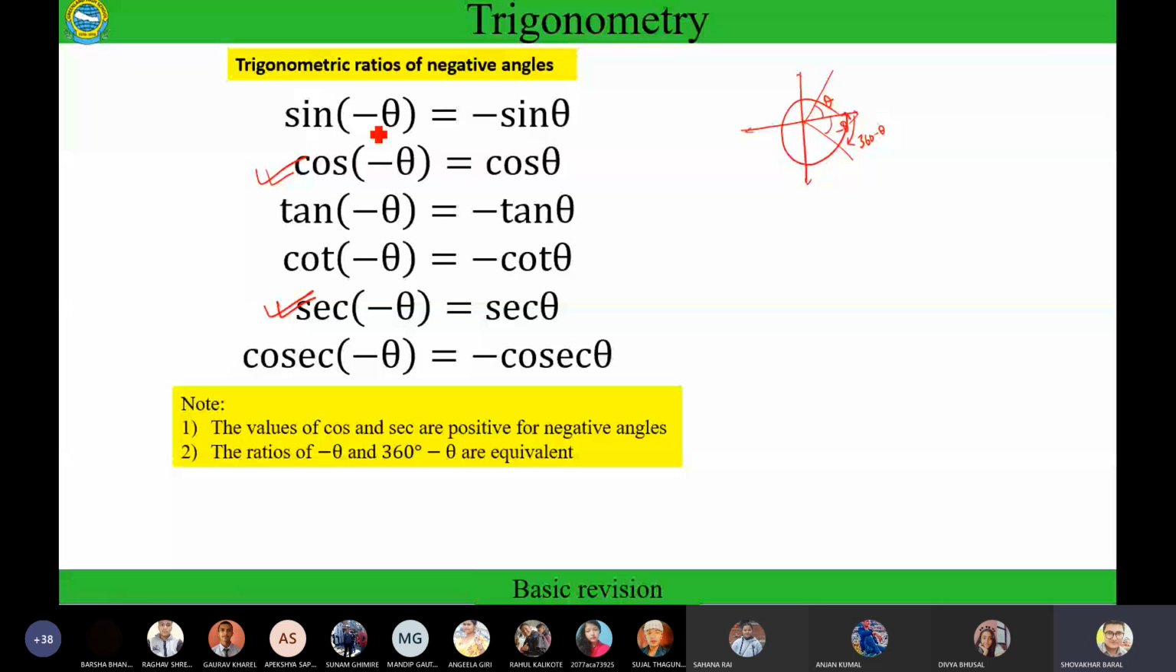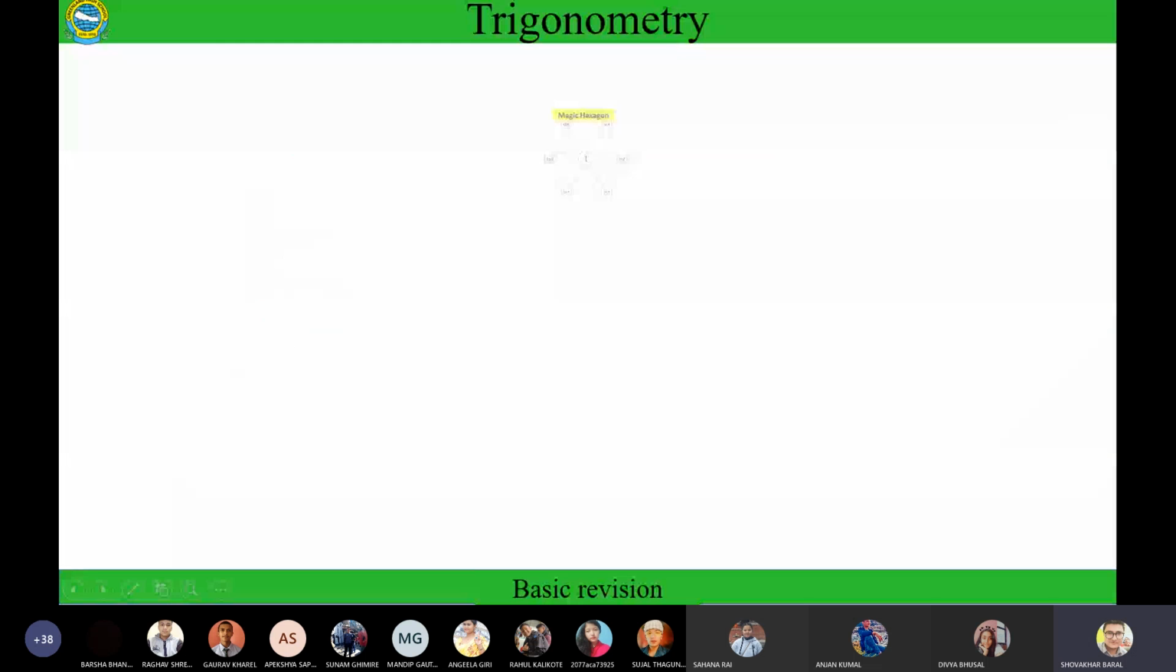Sin 360 minus theta will be also equals to minus sin theta. Okay, दुईटाको रिजल्ट चाहिँ एउटै छ, यो चाहिँ याद गर्ने पर्ने. Let's see the next one. यसमा जियोजेब्रामा नजाउँ होला.